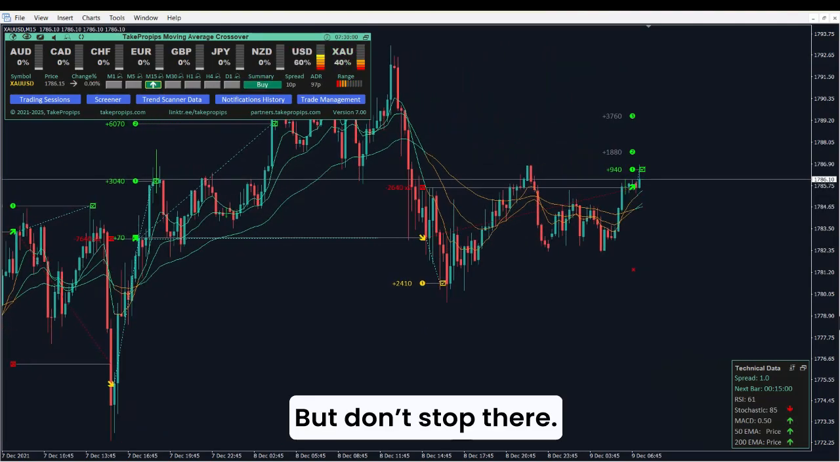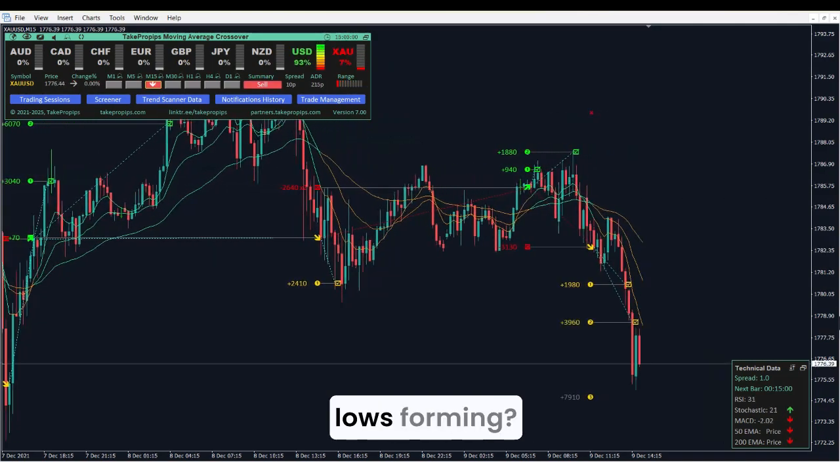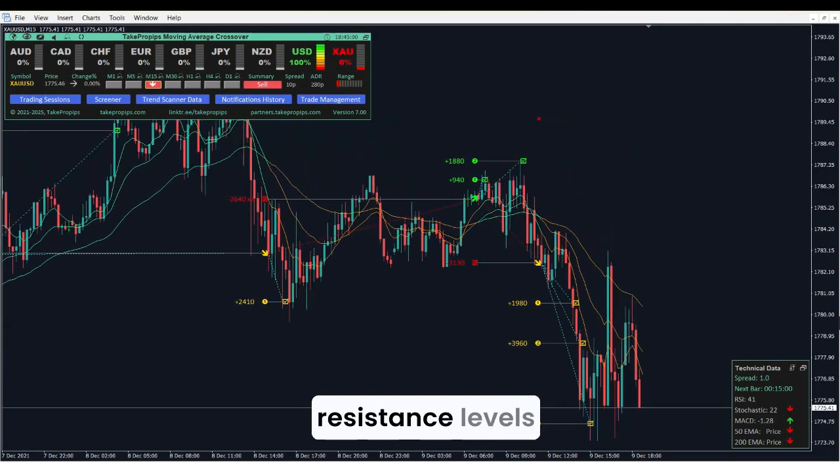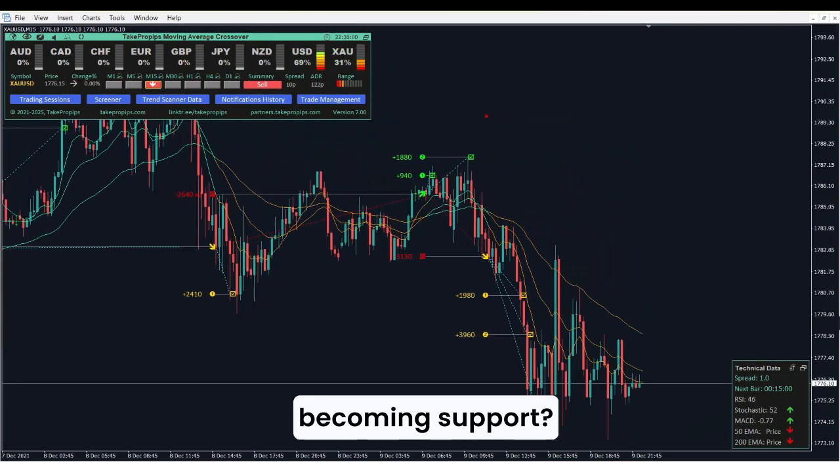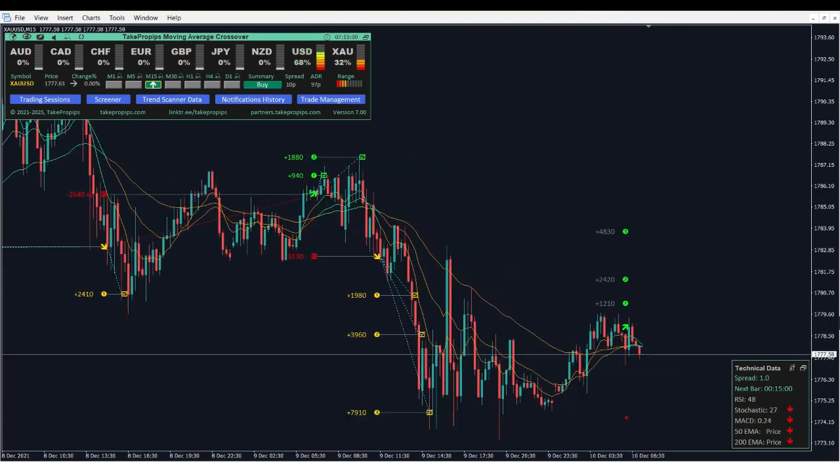But don't stop there. Look at structure. Are higher highs and higher lows forming? Are previous resistance levels becoming support? That's how you validate the trend is real and not just a false breakout.